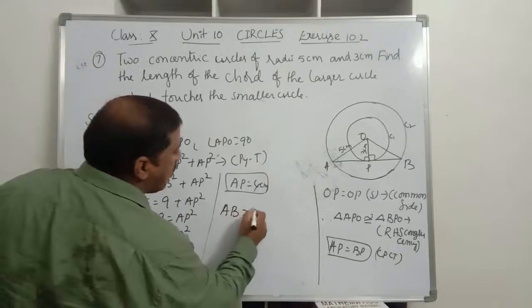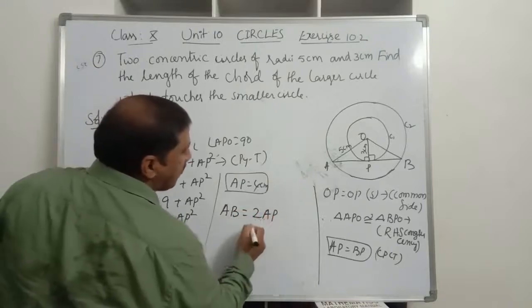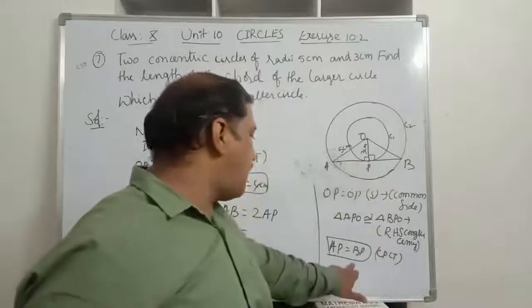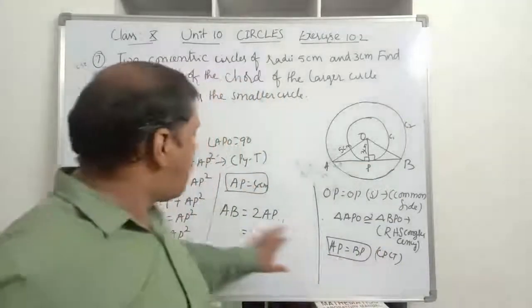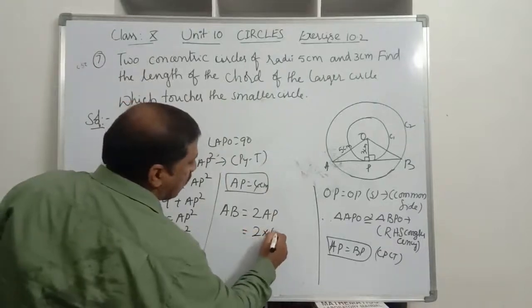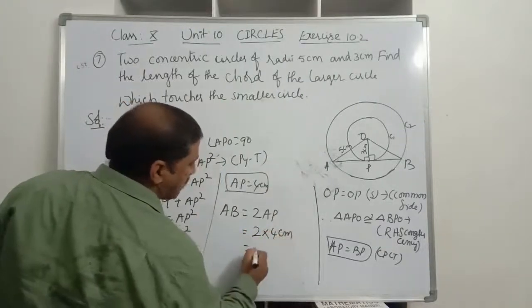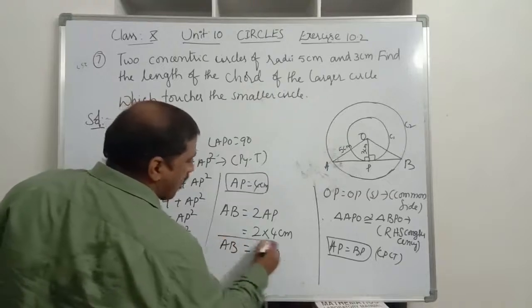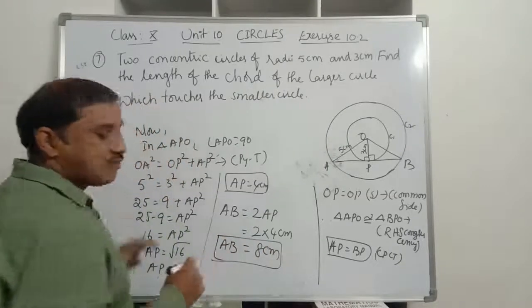AB is equal to 2 times AP. Why is it 2 times AP? Because AP is equal to BP, which we proved here. Now AB is equal to 2AP, that is 2 into 4 centimeters, which is equal to 8 centimeters. Therefore, how much is AB? 8 centimeters.